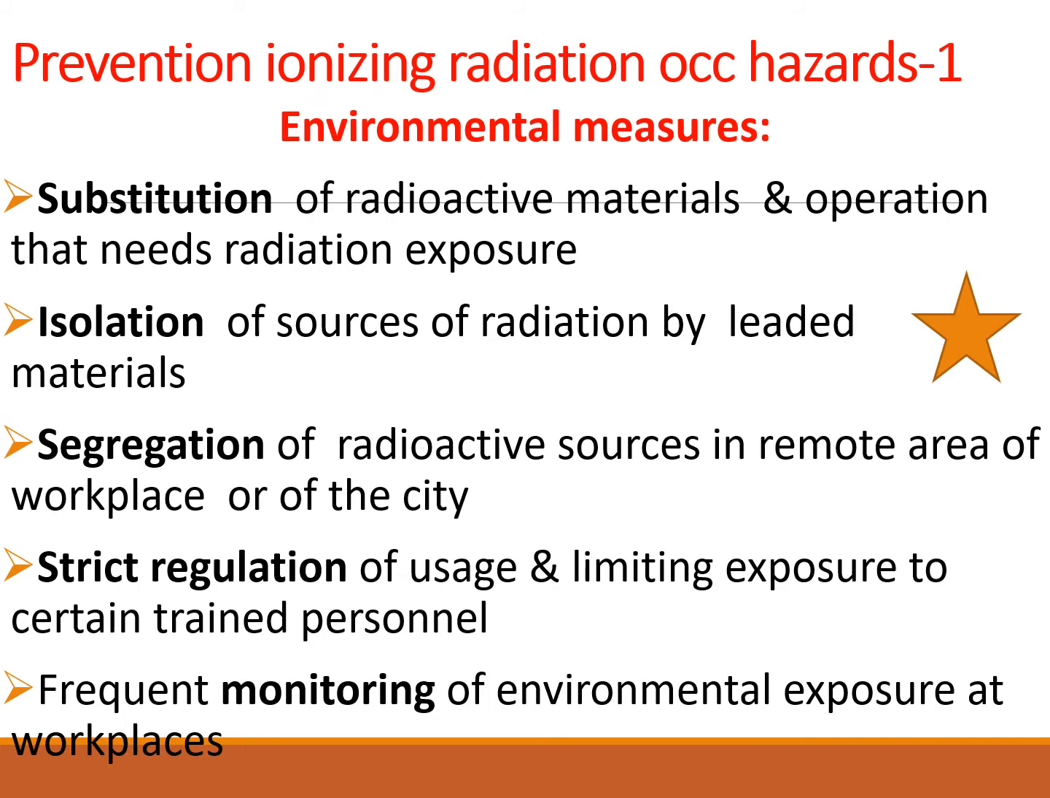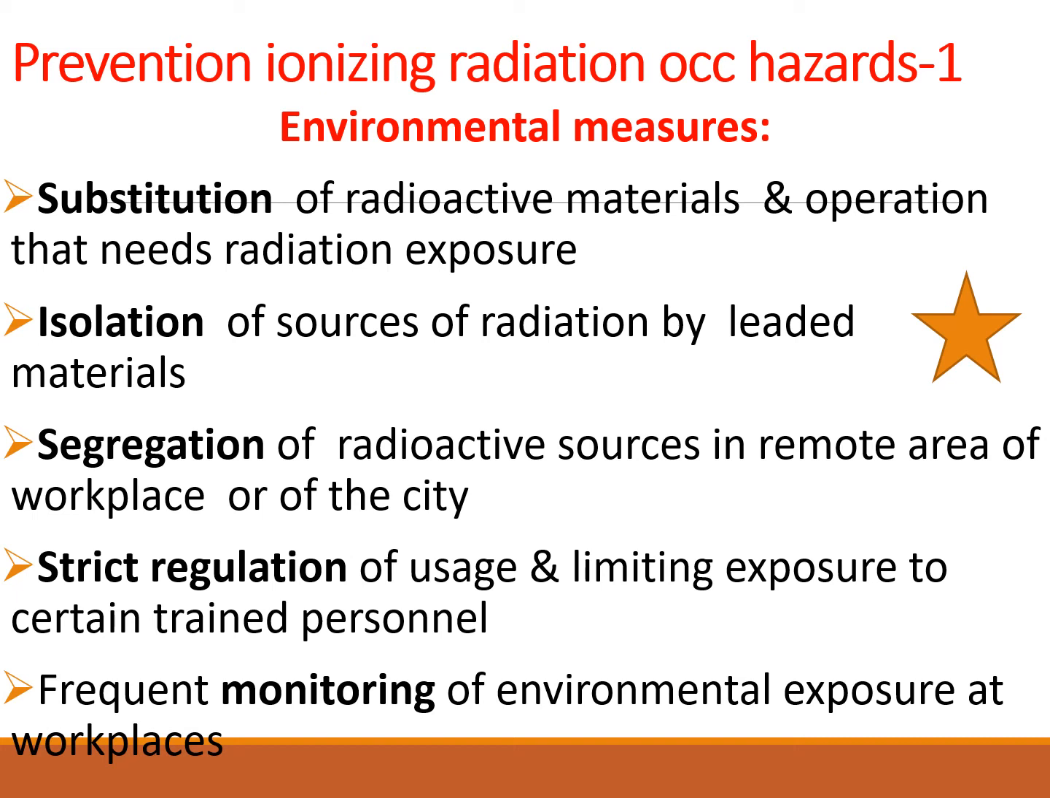Prevention of ionizing radiation occupational hazards. First, environmental measures: substitution, isolation, segregation, strict regulation, and frequent monitoring of environmental exposure of workers.